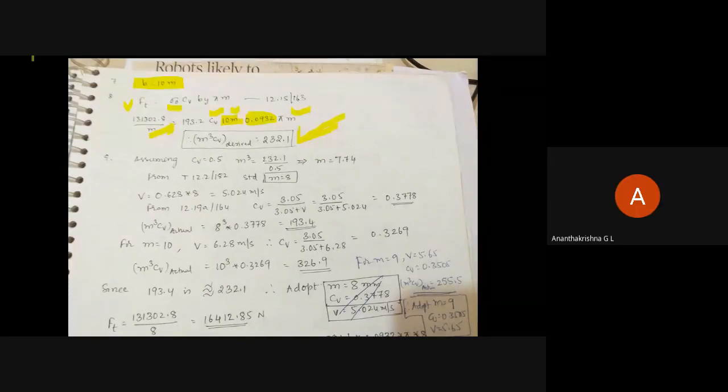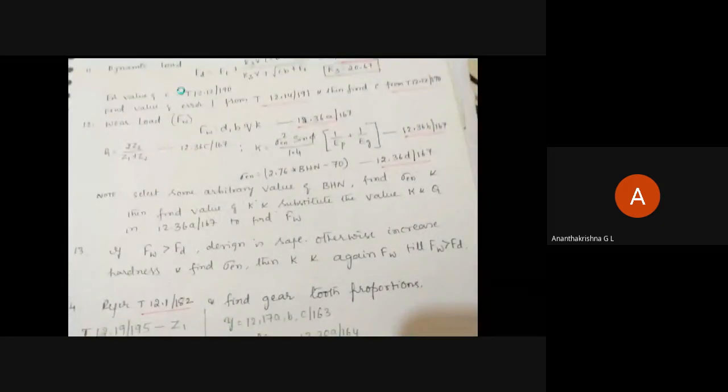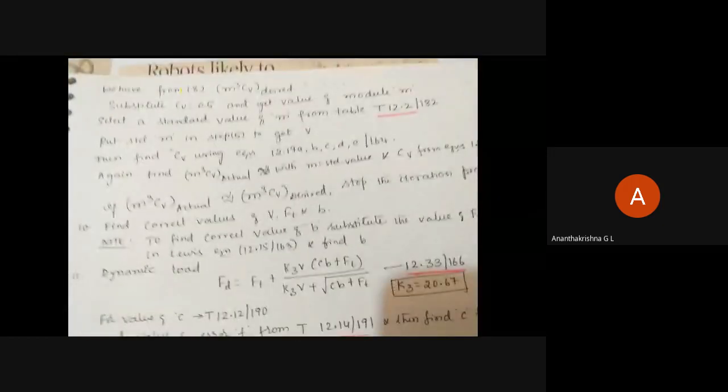Now, all of you please observe how to go about with iterations. Don't rush. How is B value 10 M, sir? That is in the design procedure. If you go back to the design procedure, I have given there that initially we assume face width B is equal to 10M.